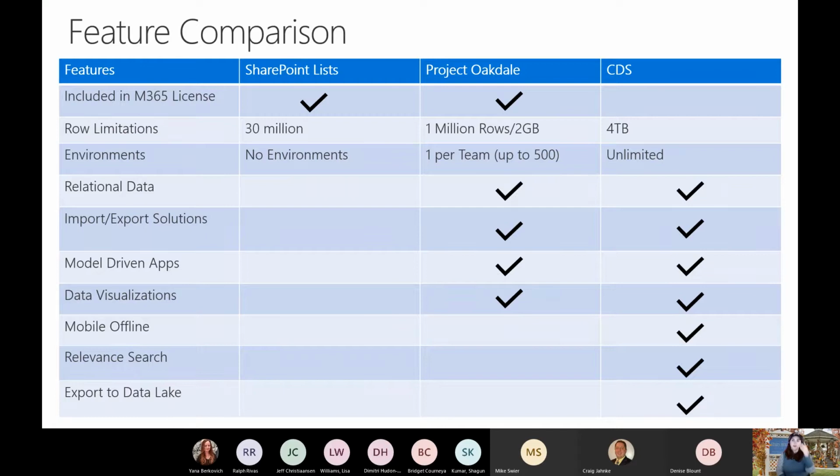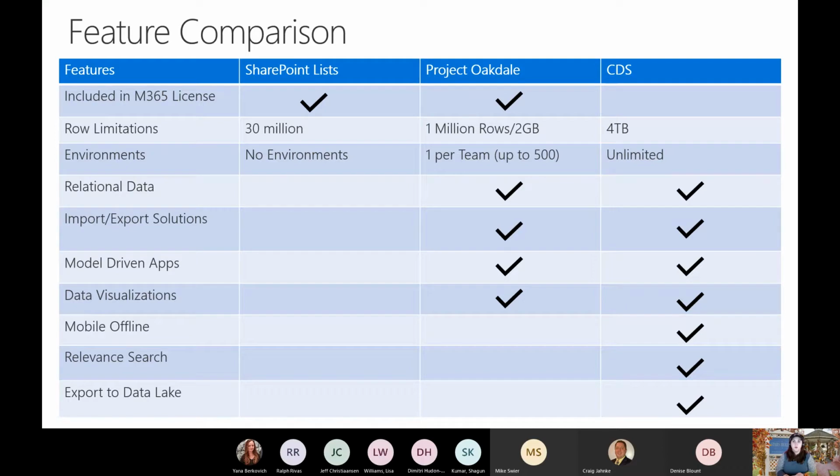As far as how the environments go, again, SharePoint lists, they don't have the concept of a Power Platform environment. Those are different. With Project Oakdale, you get 1 environment per team, and that can be within up to 500 teams right now. So you do have that cap at 500 different teams and the environments within those. Common Data Service, on the other hand, the full-fledged version, you're going to get unlimited environments.